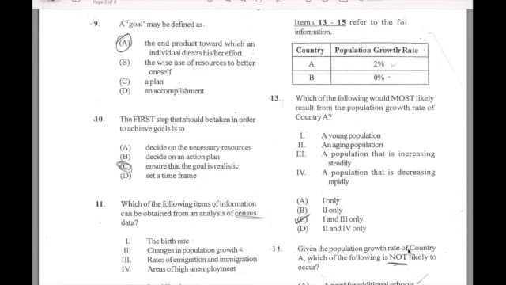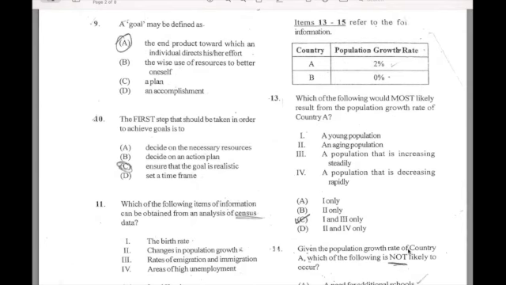Which of the following items of information can be obtained from an analysis of census data? And they gave us some responses. The birth rate, change in the population growth, rate of emigration and immigration, areas of high unemployment. So if you have all of the above, your answer should be D. The best method of determining the population of one country is by taking account of the number of people. So the answer should be B.